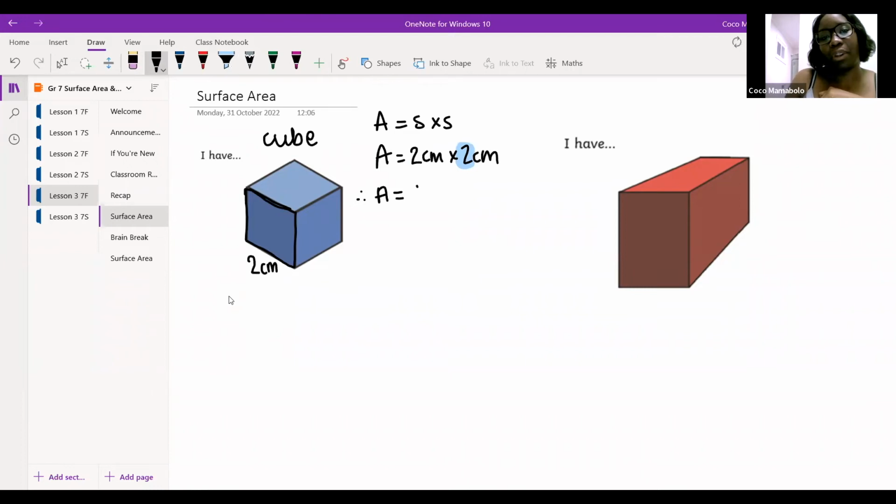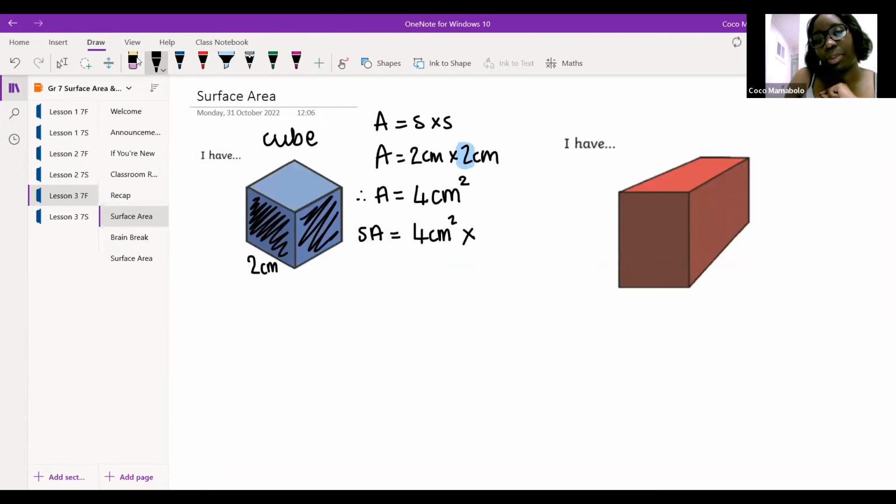4 centimeters. Okay, but we're calculating area, so it needs to be 4 centimeters squared. Good. Now that's just for one face. How many faces do I have all the way around my cube? 6. Good. So what am I going to do with my area? I'm going to take my 4 centimeters squared and multiply by 6.